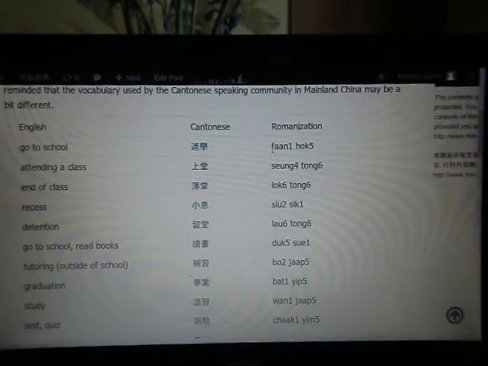Today I'm going to talk about the education system, especially in Hong Kong, using Cantonese. But if you want to apply the same vocabulary to mainland China, you need to modify it a little bit. In any case, let me start.